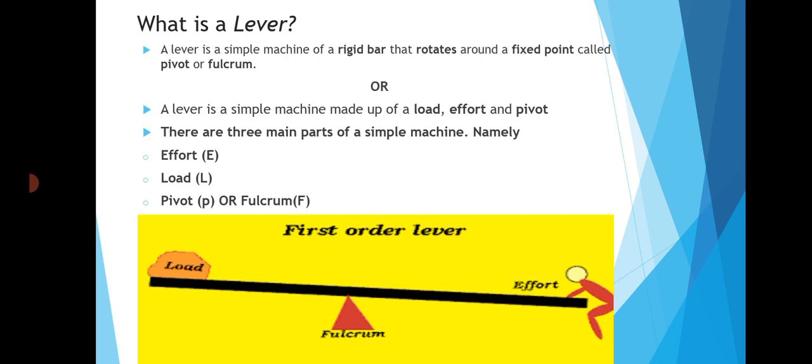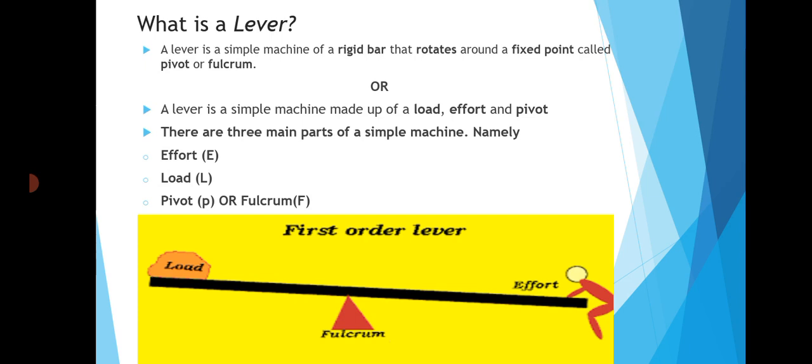So think of any rigid bar. It is at a fixed point. It always rotates and it doesn't move from one point to another. That one tells us that it is what? A lever. There are three main parts of a lever, which is the simple machine. Namely, we have the effort, the load, and also the pivot or the fulcrum.